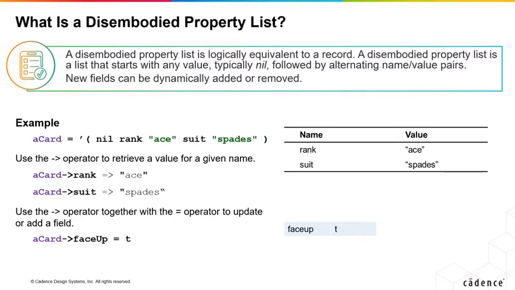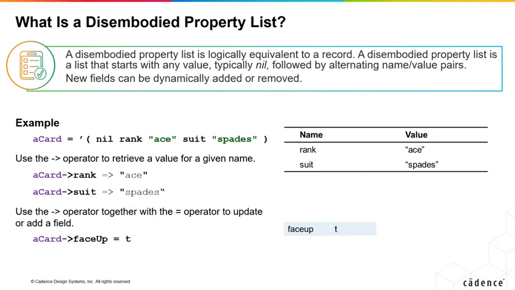So here, for example, we have a card. We can say a card arrow rank, and it will return to us the value ace. We can also say a card arrow suit, and it will return to us the value spades. So you can see it very easily. We'll look down that list, find the name, and then return the value.